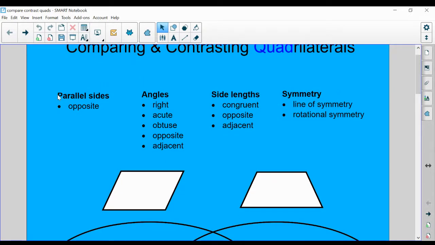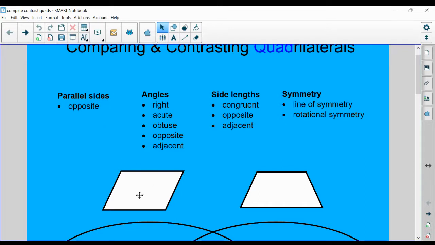So the acronym is PASS, P-A-S-S. And the P stands for parallel sides. The A stands for angles. The first S is side lengths. And then the last S is symmetry.